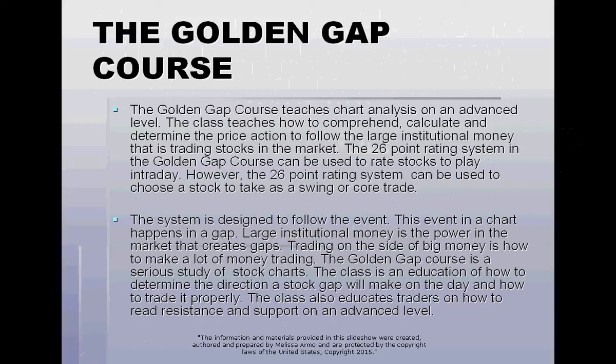The class teaches how to comprehend, calculate, and determine the price action to follow the large institutional money that is trading in stocks in the market. And the 26-point rating system in the Golden Gap course can be used to rate stocks to play intraday. However, it can also be used for swing or core trades. I think the market is a great example of that. You could be long the market for not just a swing trade, a core trade.